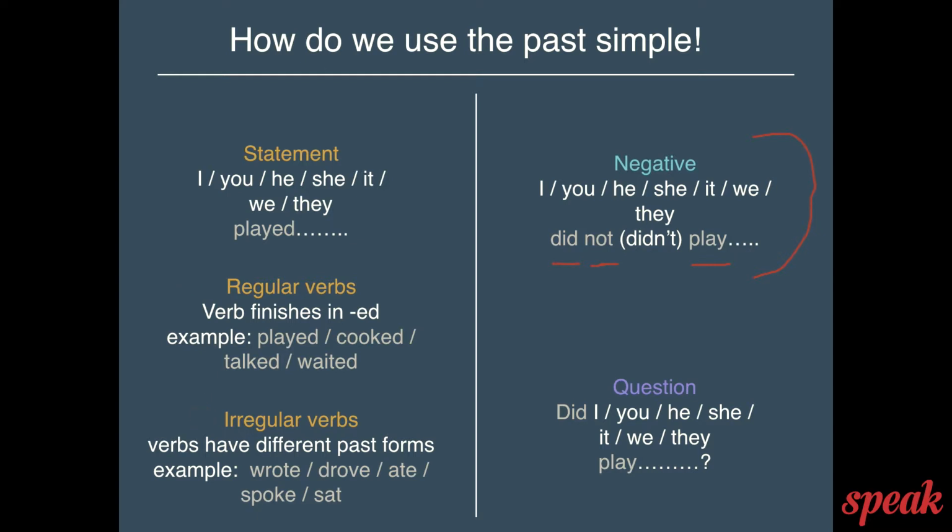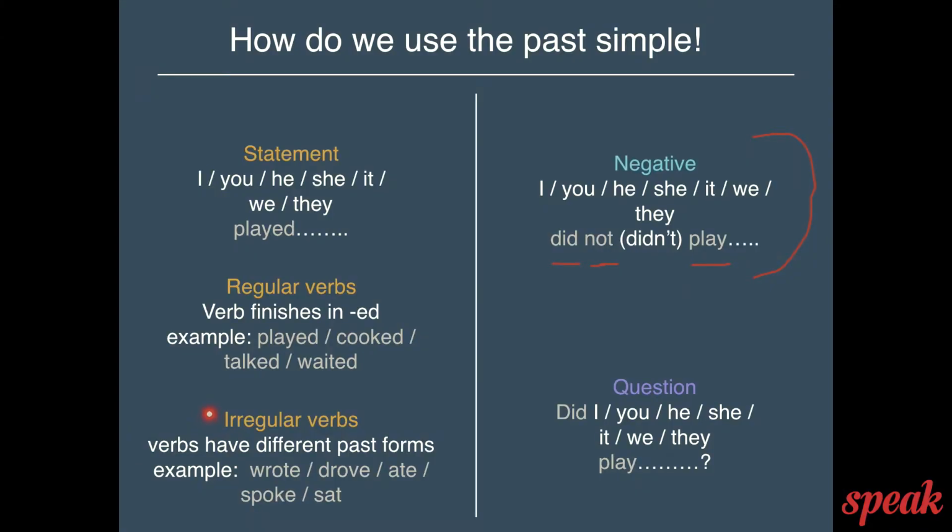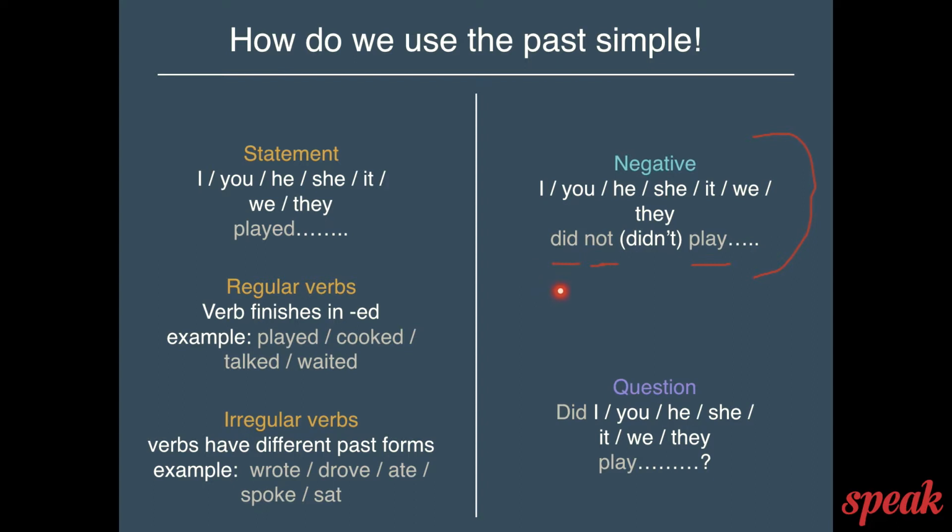So I will show you that. For example, cooked. Okay, cooked in the negative, past simple. Yesterday I did not cook. With an irregular verb, for example, ate, okay, ate, which is eat, to eat food. Yesterday I did not eat. So the negative form is always the same for both the regular and the irregular verbs.